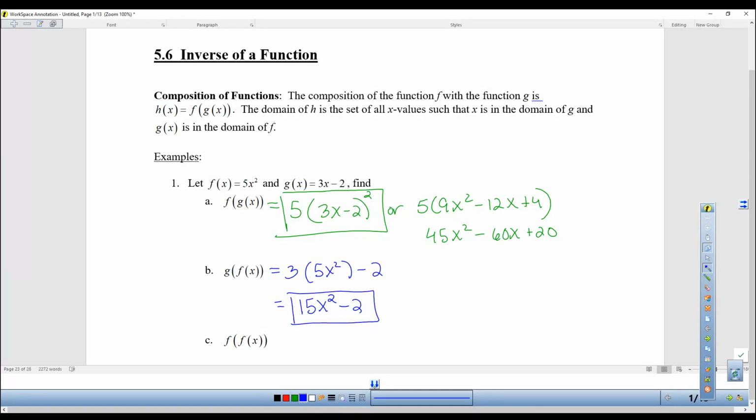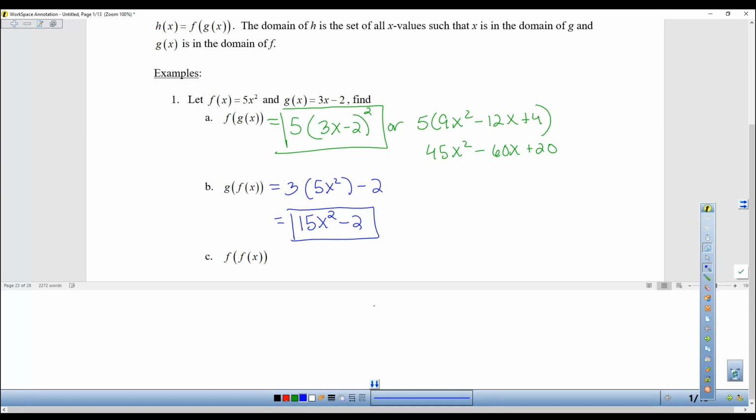And the last one, f of f of x. So I see the f of, and I'm going to write the f equation, f of something squared. I know I'm going to replace that. And it's a little crazy, but what am I going to put in that parenthesis? f of x, 5x squared, which gives me 5 times 25x to the 4th. You can distribute the square when it's multiplication, just not when it's addition. And that gives me 125x to the 4th.